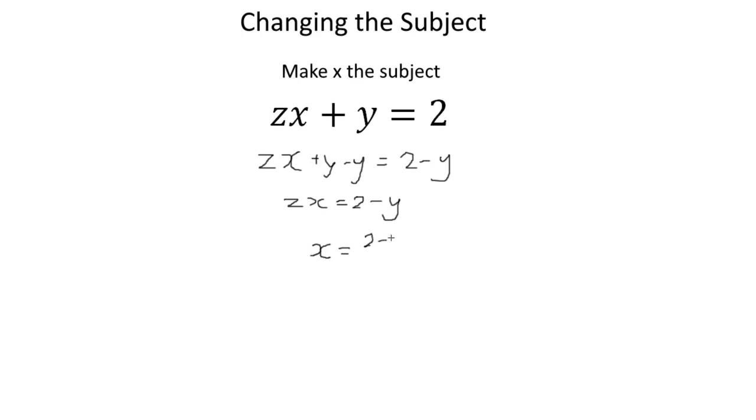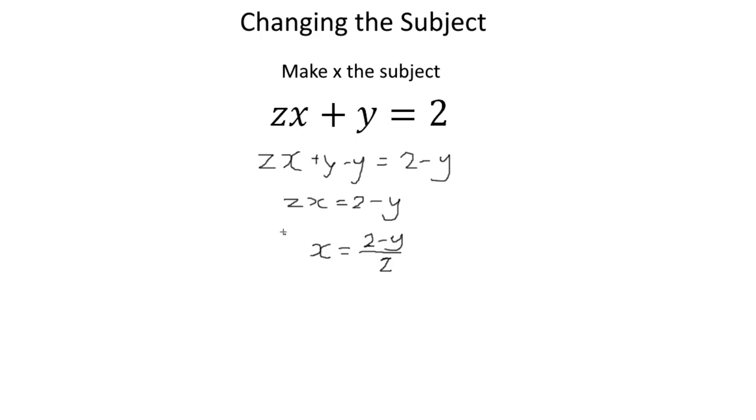We do 2 minus y, all divided by z. So that is the expression, the general formula that we get now. We've made x the subject. The idea is that 2 minus y is all divided by z.